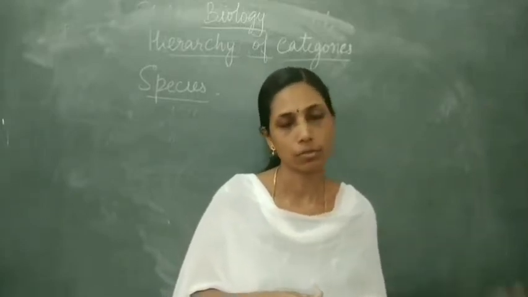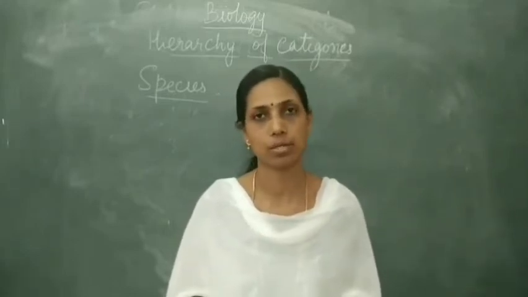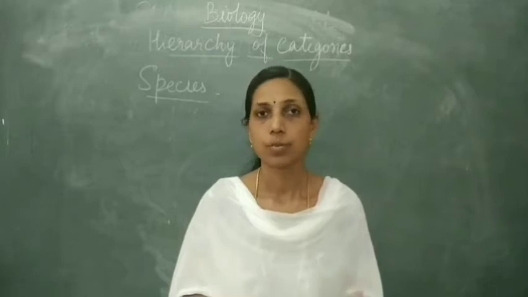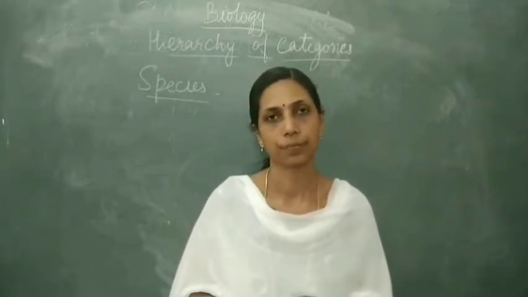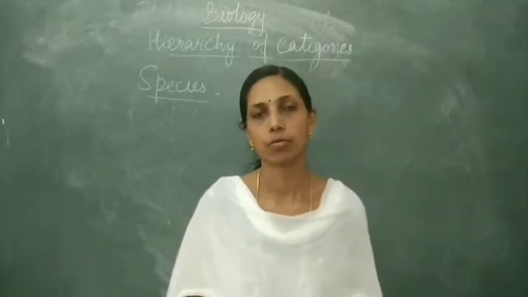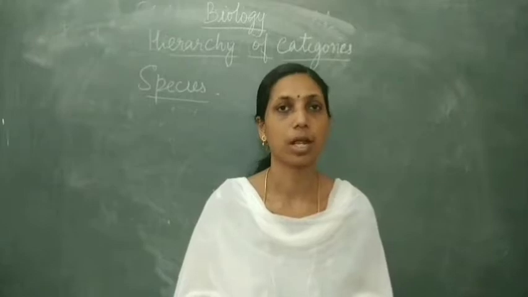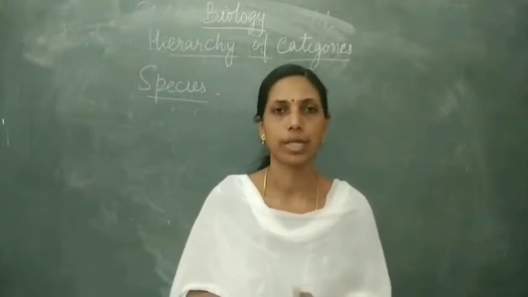Like that, if you go to our surroundings we find different species of plants and animals, varieties of plants and animals. We'll go more into this classification with the help of a few examples. We'll understand these 7 obligatory categories better with the help of a few examples.